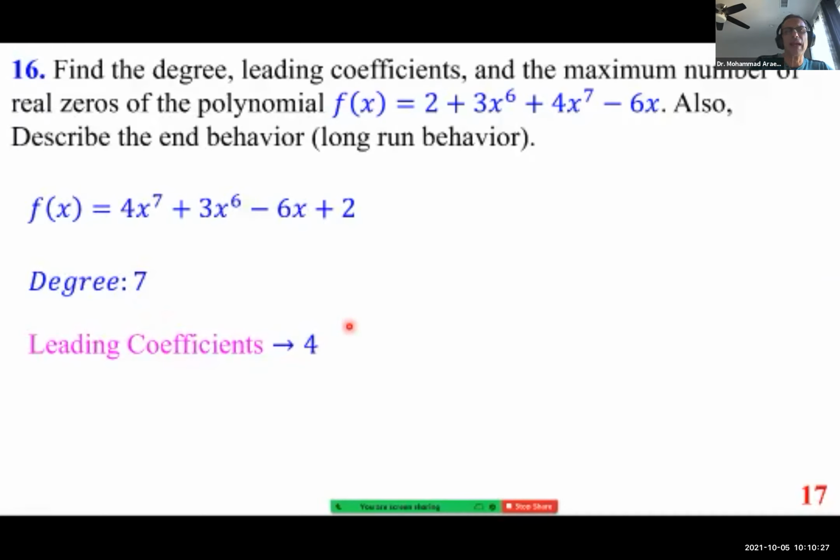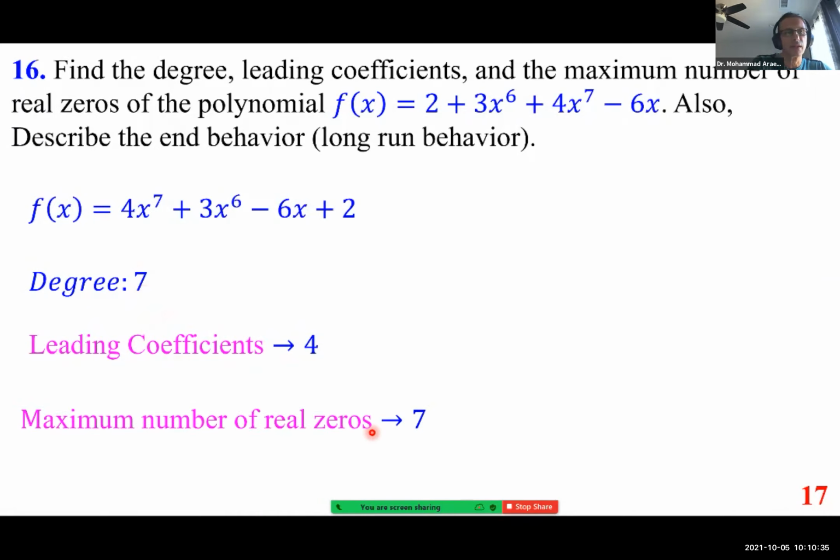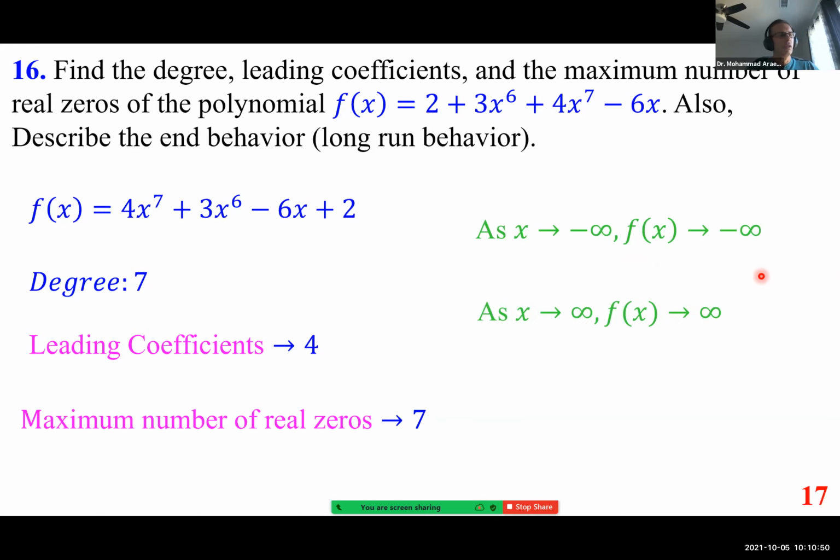And as far as the maximum number of zeros, whatever the degree is, 7. So maximum number of real zeros is 7. Same as degree. The multiplicity counts, by the way. X goes to negative infinity, so does y. X goes to infinity, so does y. This is the end behavior, just like y equals x cubed.